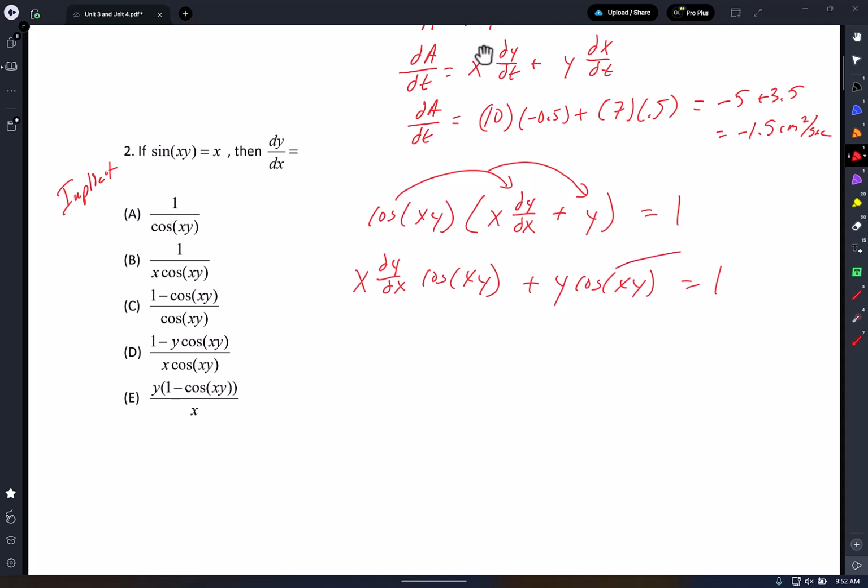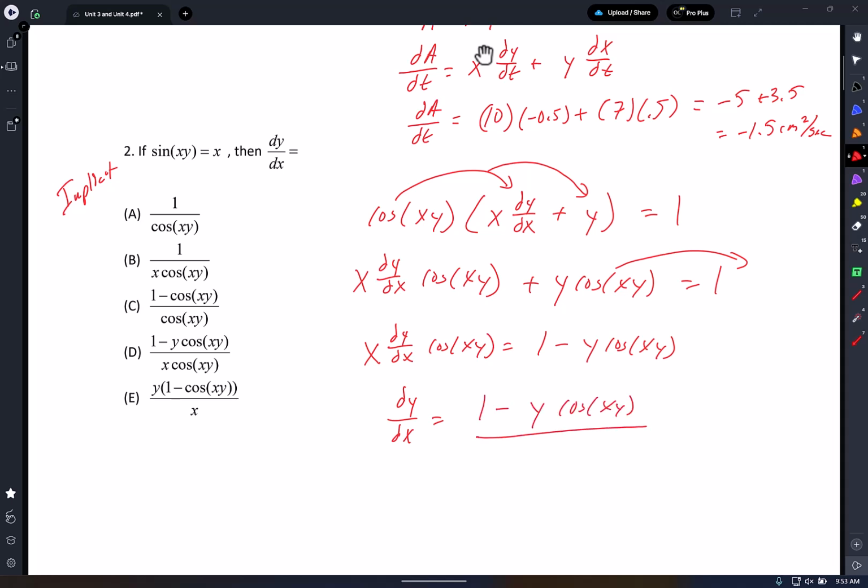Move that y cosine xy to the right. x dy/dx cosine of xy equals 1 minus y cosine of xy. And then we're going to divide. This is all a product, right? x times dy/dx times cosine xy. So you're going to divide by x cosine xy. So you're going to have dy/dx equals (1 minus y cosine xy) over x cosine xy. And then there it is.